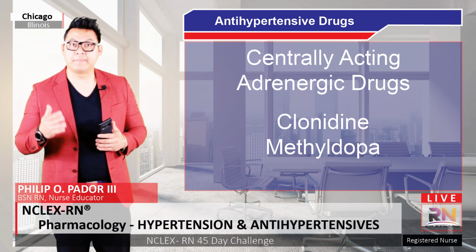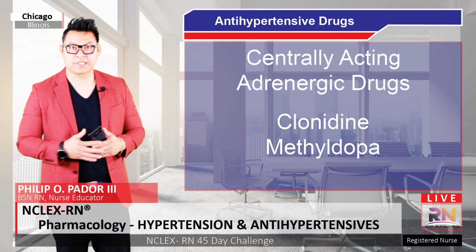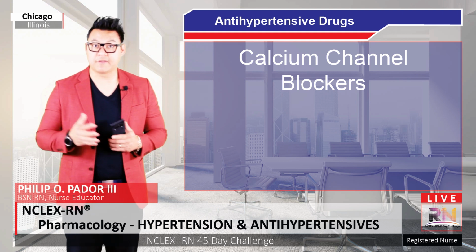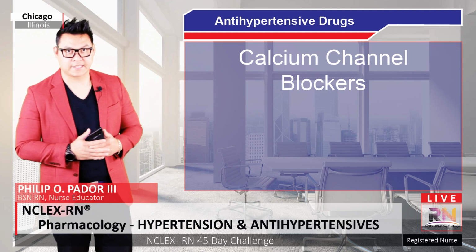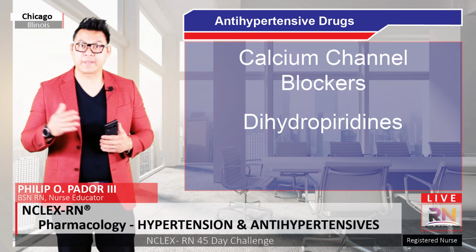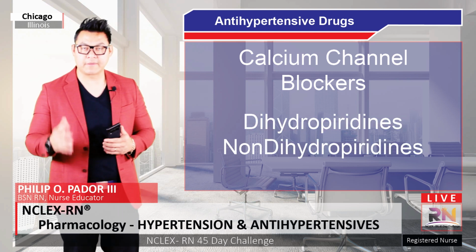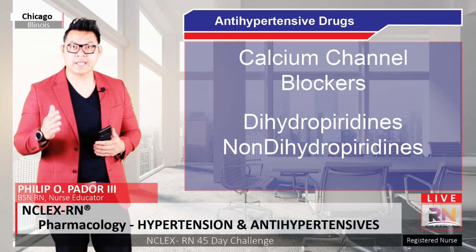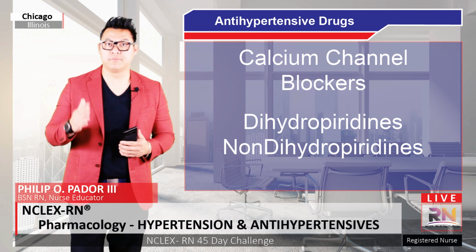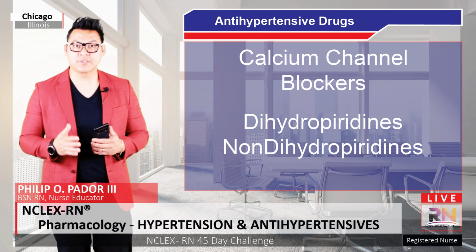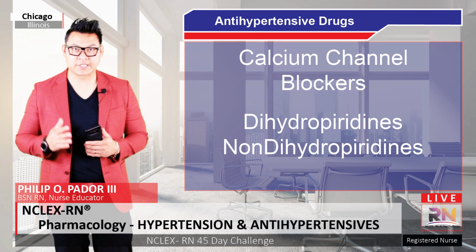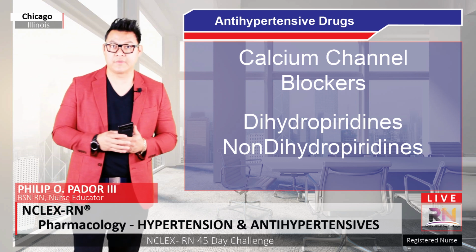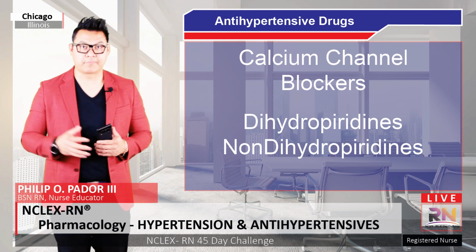Now, let's move to another major class of antihypertensive agents, that is the calcium channel blockers. So, calcium channel blockers are divided into two main subclasses: the dihydropyridines and the non-dihydropyridines. Now, the dihydropyridines selectively inhibit L-type calcium channels in the vascular smooth muscles. Under normal conditions, when calcium enters a smooth muscle cell, it causes it to contract, which leads to increased vascular resistance and thus an increase in blood pressure.